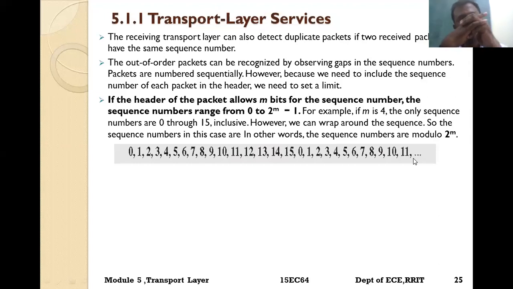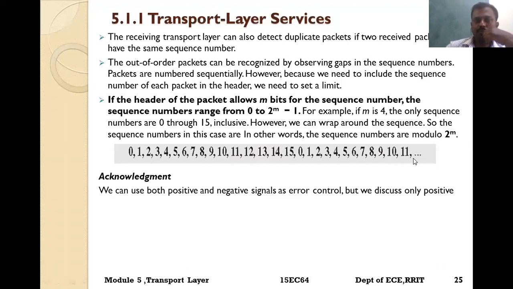Similarly, the acknowledgement number is assigned. The acknowledgement number is given for the next packet which the receiver wants to receive. I will show that using a sliding window, or we can analyze it using a diagram.